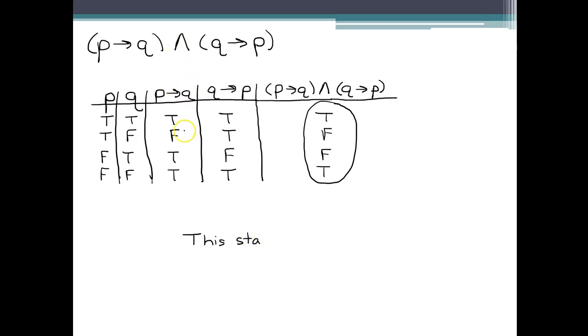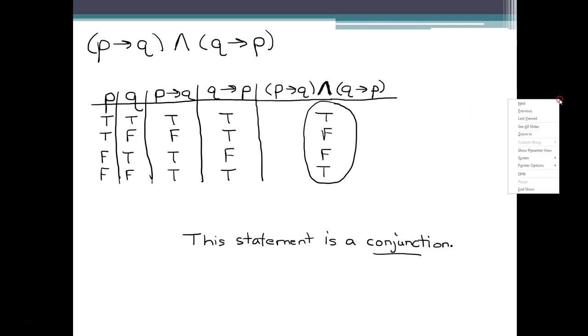Alright, so this statement is a conjunction. Because I know it had the conditional arrows in it, but since the very last thing we did was that conjunction rule, that's what makes the statement a conjunction. Okay, so that was your conditionals.